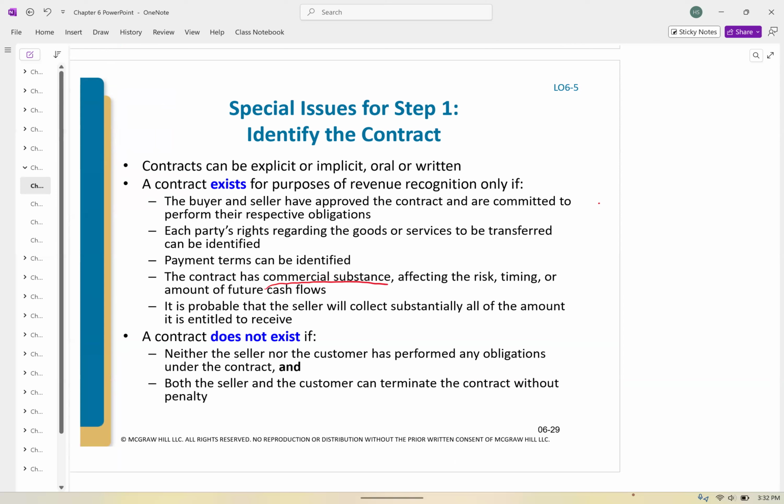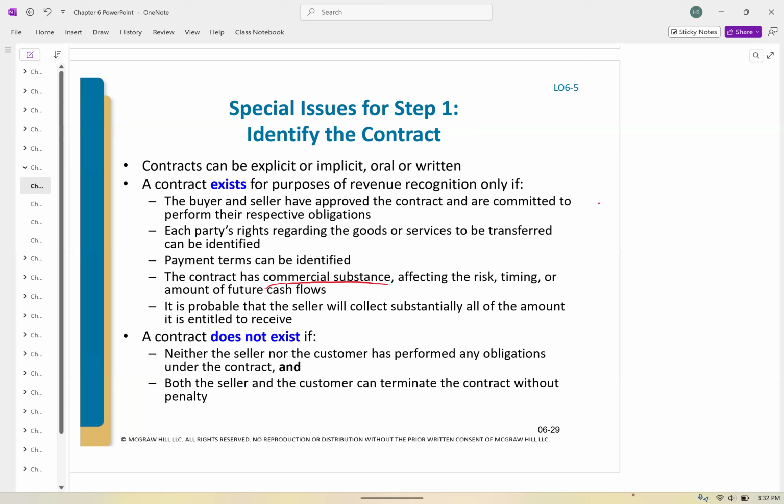We'll talk about that in another chapter, but commercial substance just means that you're in a different standing point than you were before the transaction. So where we talk about commercial substance is like if we trade a truck for a truck. It probably lacks commercial substance because you just traded one truck for another. So commercial substance is usually identified as your standing before the transaction is very different after the transaction.